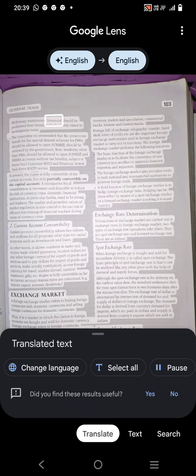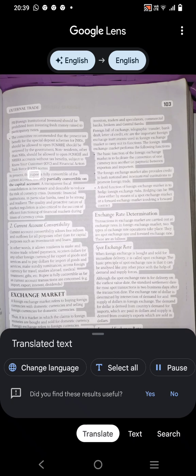Foreign institutional investors should be prohibited from investing fresh money raised through participatory notes. The committee recommended that the present tax benefit for the special deposit schemes for NRIs should be allowed to open. FCNR-B should be reviewed by the government. Non-residents, other than NRIs, should be allowed to open FCNR-B and NRE accounts without tax benefits, subject to Know Your Customer, KYC, and Financial Action Task Force, FATF, norms.